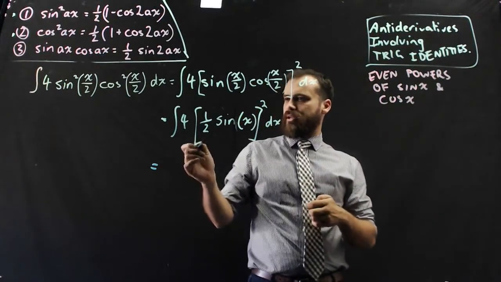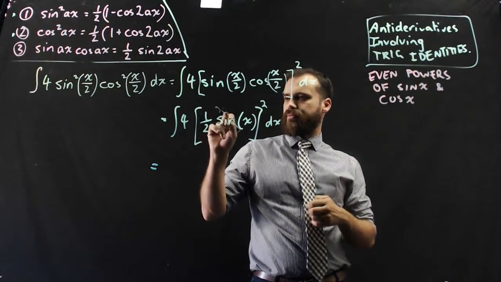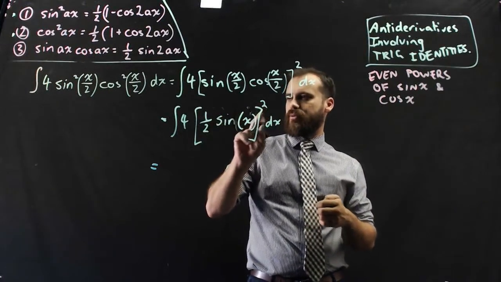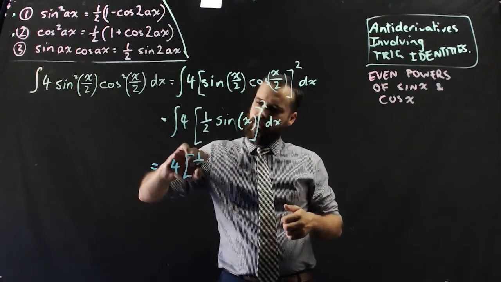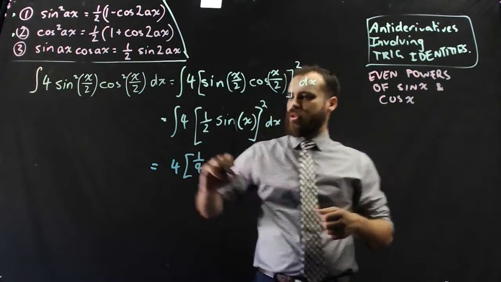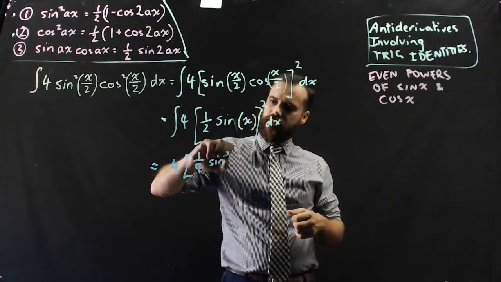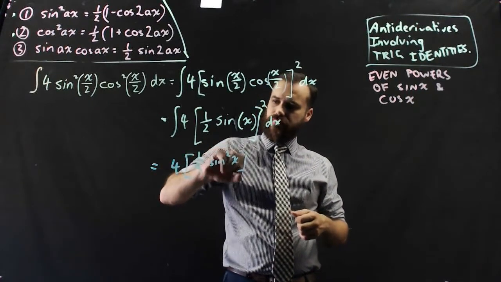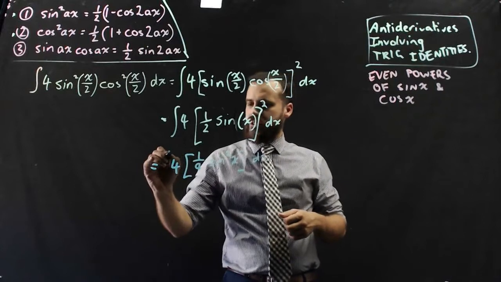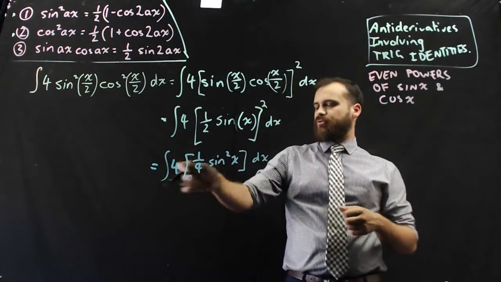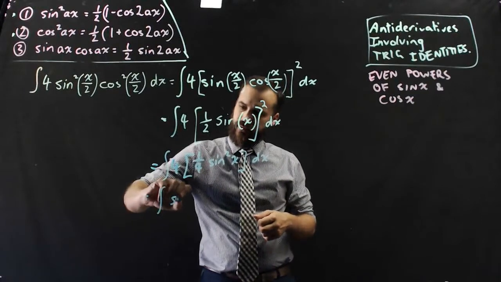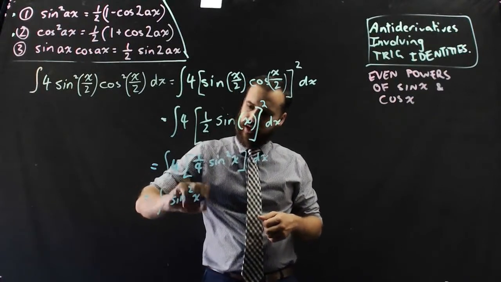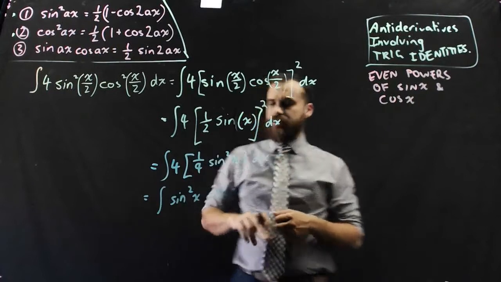Now if I do that, it's going to be 1/2 squared, which is 1/4. So I have 4 times 1/4 sine squared x. Still with respect to x, we're still integrating. Now that's 4 times 1/4, so it's just the integral of sine squared x with respect to x.